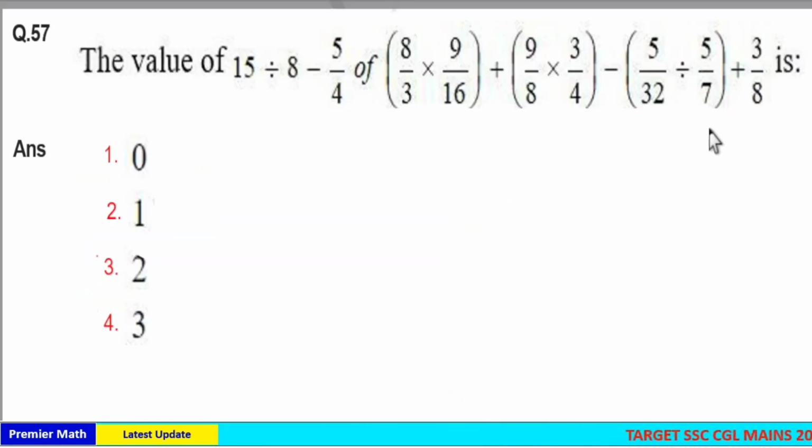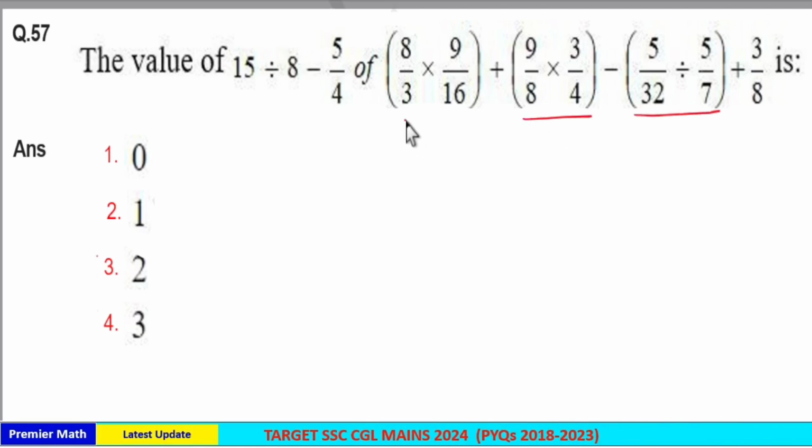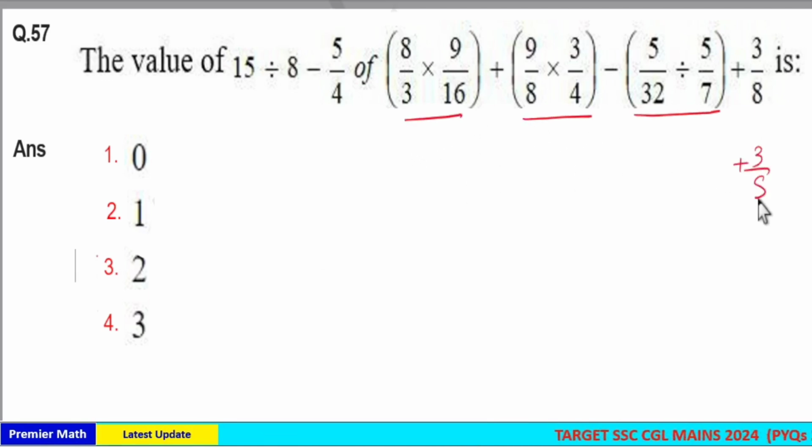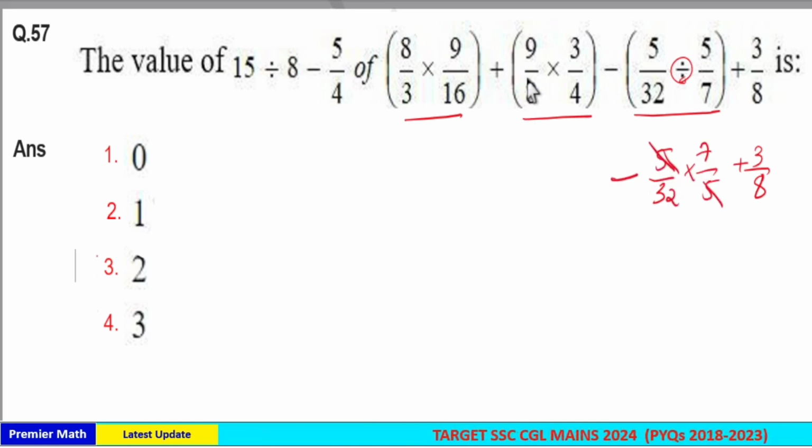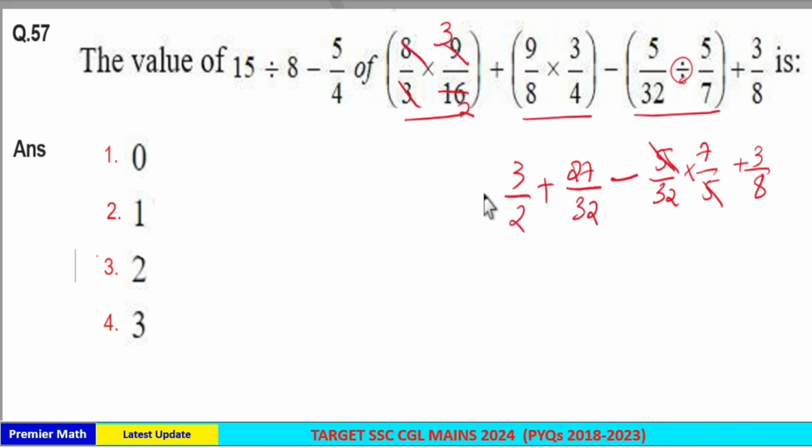Find the value of the following. Here, first solve the bracket first. Solve from right to left. 5 by 32 divided by 5 by 7, I will write it as into 7 by 5. 5 and 5 cancel. So this will become 7 by 32. And here you have 27 divided by 32. And here you have 3 goes 3 times in 9, 8 goes 2 times in 16. So 3 by 2. Now solve the of. Of means multiplication. So 5 by 4 of 3 by 2 is equal to 15 divided by 8. Now you have 15 divided by 8.